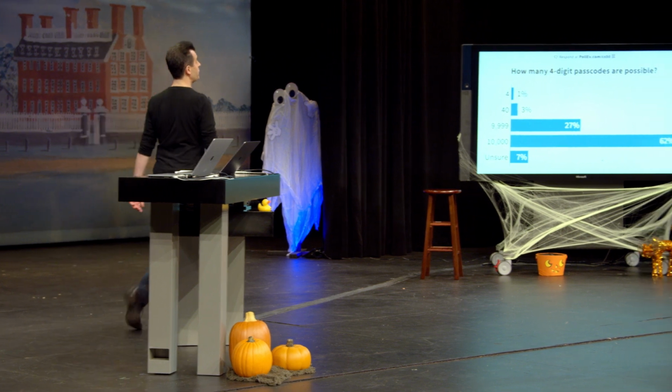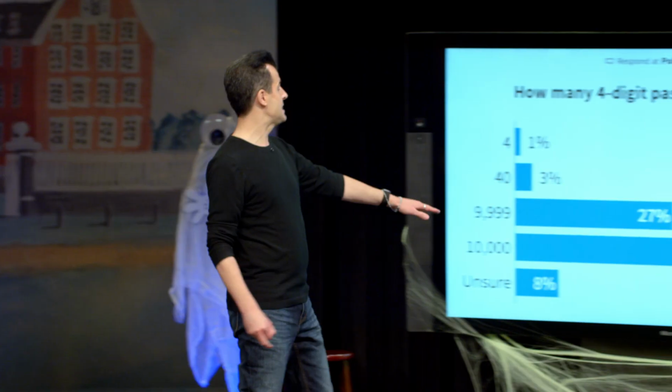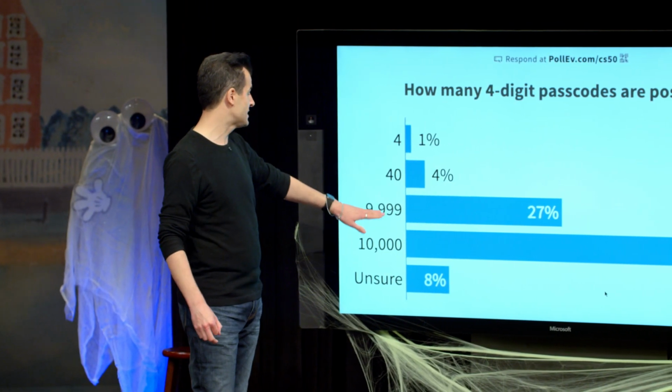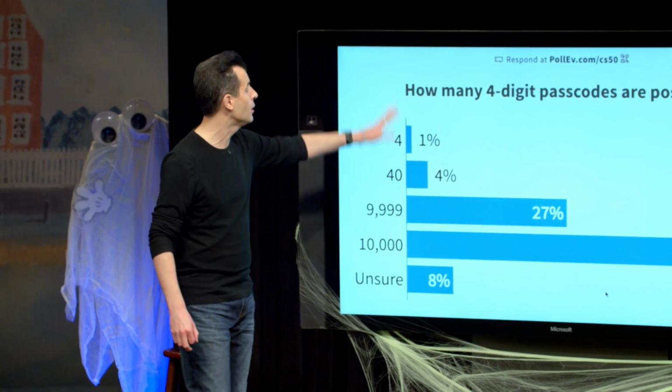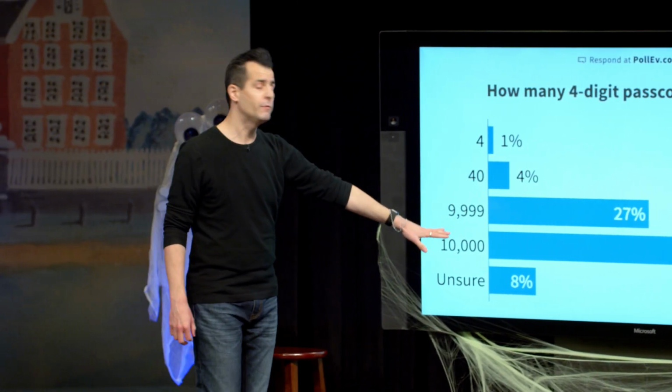And let me go ahead and begin to reveal the results here. So it looks like quite a few of you, 60+%, think it's 10,000 possibilities. 27% of you think it's 9,999 possibilities. And then a few others think it's 40 or 4. And a bunch of you are unsure.